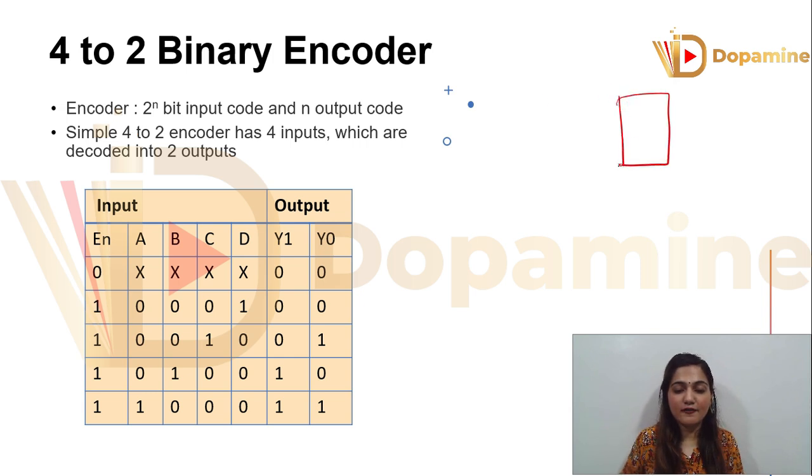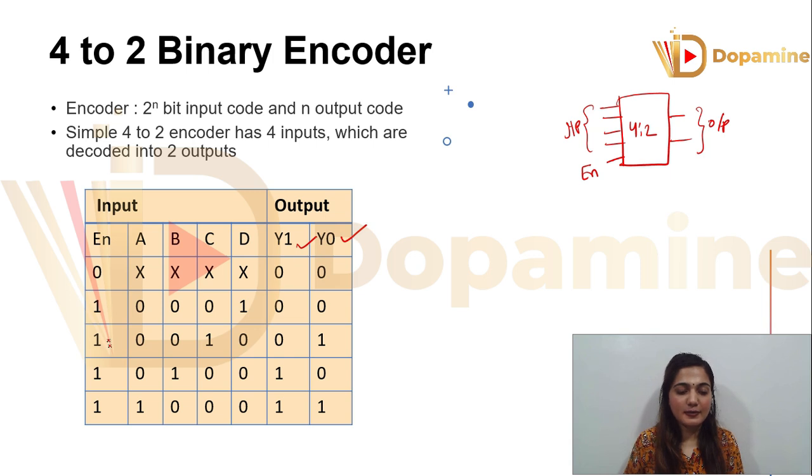So if I draw a 4 to 2 encoder, how many inputs am I going to draw? I am going to draw 4 input lines. How many outputs? I am going to draw 2 output lines. These 2 output lines are taken as y0 and y1. The 4 inputs are taken as a, b, c, d, and we have one enable. Now when the enable is 0, whatever a, b, c and d are, y1 and y0 both are 0.